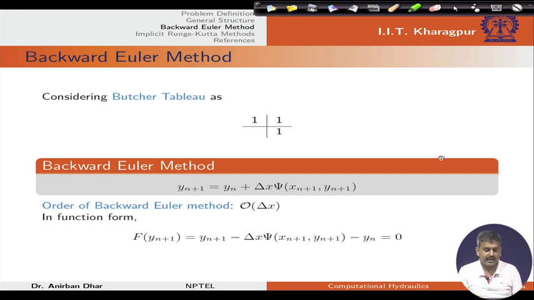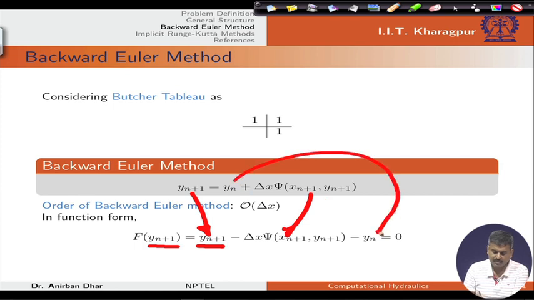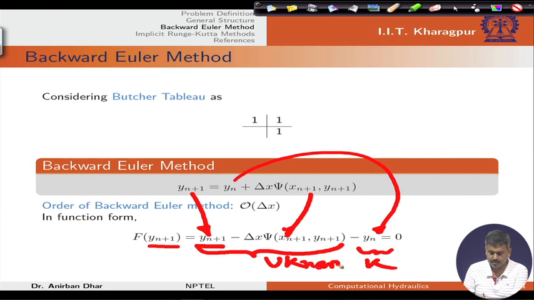Now, in this case again we can write a general function because y n plus 1 is unknown. So, I can transfer this y n plus 1 and other terms to the left hand side. So, y n plus 1, which is coming from here, is my second term, and the third term is a known quantity. So, this part is unknown and this is a known quantity. Again, this is a nonlinear equation and we can solve it to get this y n plus 1.